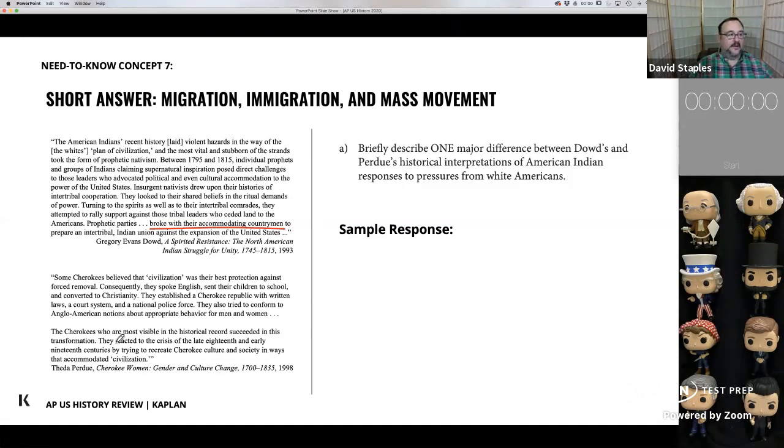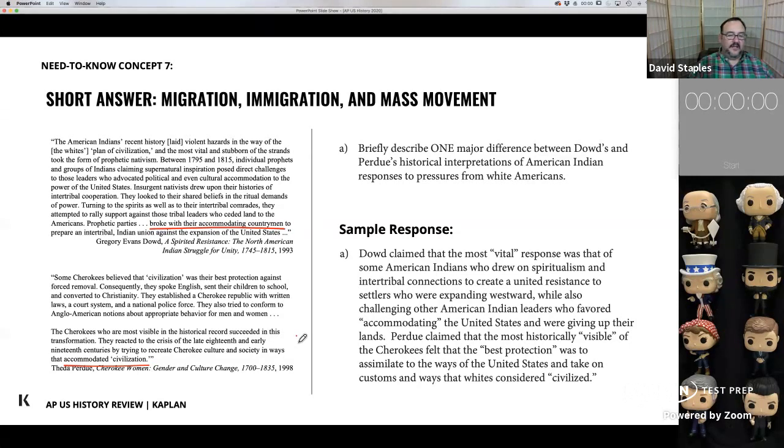Purdue is talking about the Cherokees, where she's saying that their vital thing, what they did that was notable, was that they were willing to be assimilated. They went along with those things and started to change who they were to accommodate civilization. Right there, you can see that. You guys are doing a really good job with that. This is a sample response that you could have, talking about the difference between the fighting of the movement and the accommodating of the movement.